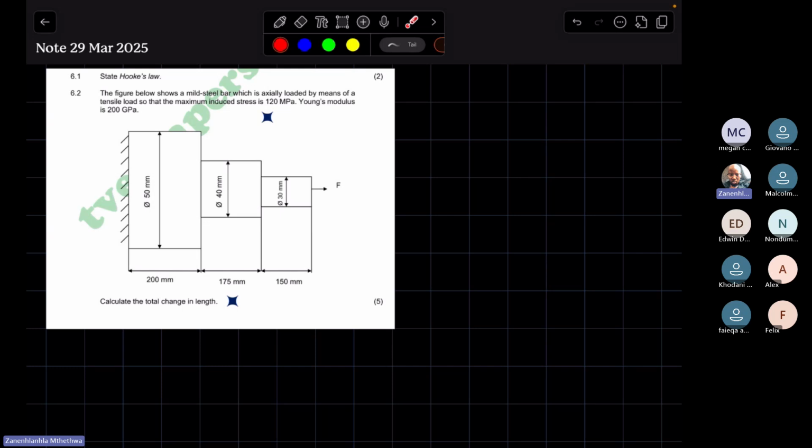Hooke's law states that for an elastic object or an elastic material, the stress is directly proportional to the strain. However you choose to put that in words, as long as you do mention that the stress is directly proportional to the strain, as long as the material is elastic or is in the elastic region. Are we clear?